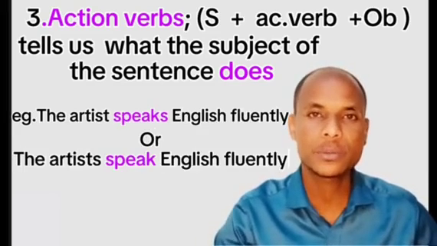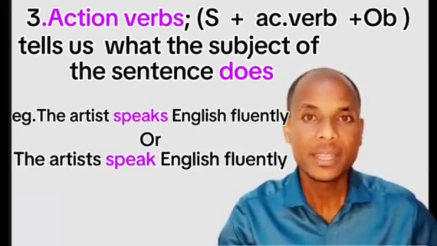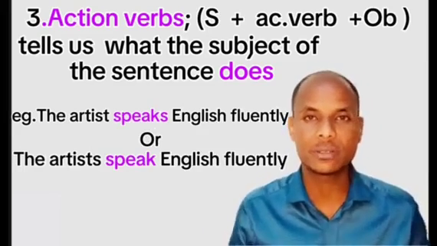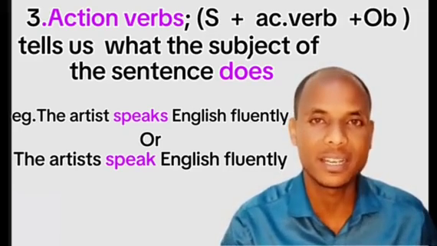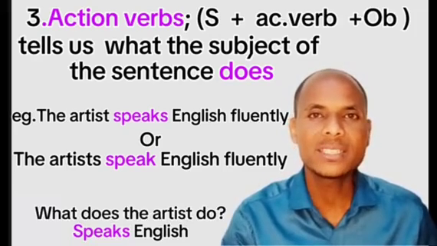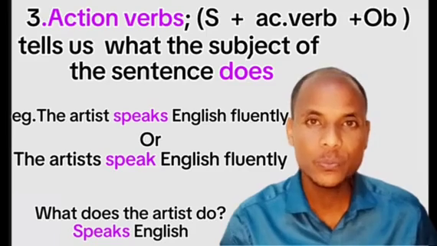The artists speak English fluently. Speak is an action verb. It tells us what the subject of the sentence does. What does the artist do?